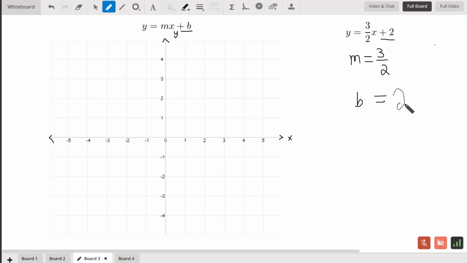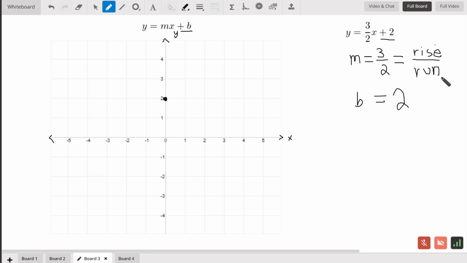After you do this, you're going to plot your y-intercept. You're going to go back to your graph and look where y is equal to 2 on the y-axis. So right here. You're going to plot that point. Then you're going to look at your slope, and at your rise over your run. Remember, your rise is the number in your numerator, and your run is the number in your denominator.